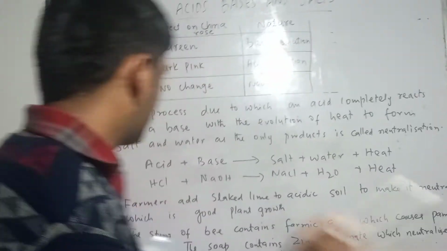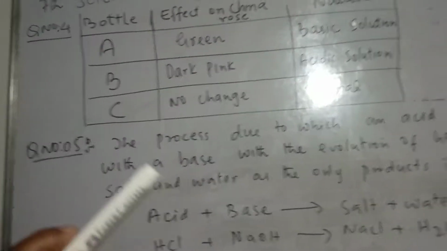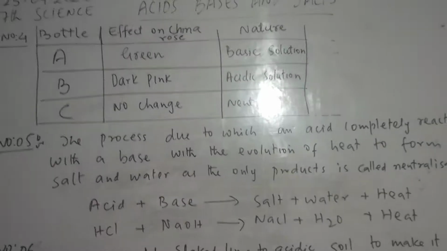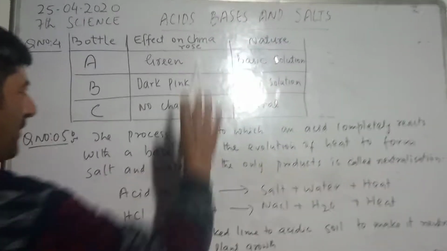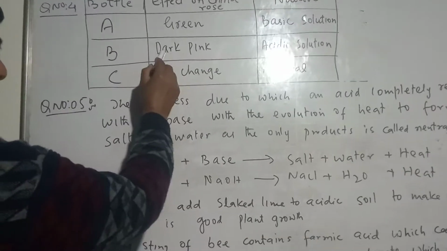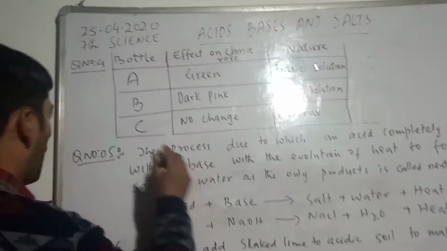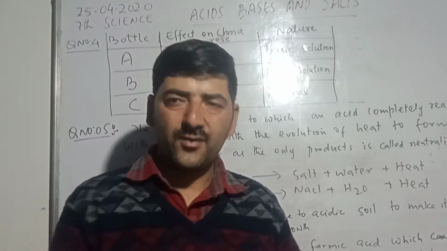Okay, let us discuss the question here. China rose is a light pink indicator. For example, we dip the China rose in bottle A, its color changes to green, so the solution is basic. And in bottle B, its color changes to dark pink. The solution is acidic. And in bottle C, there is no change in color. Therefore, that solution is neutral.